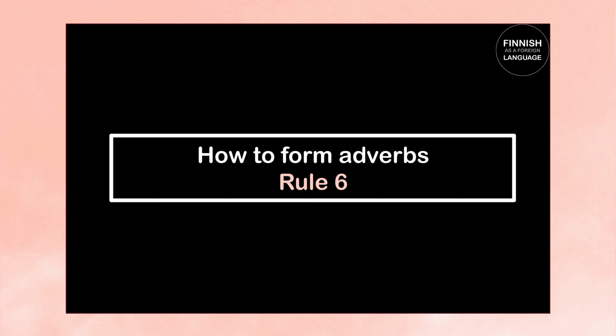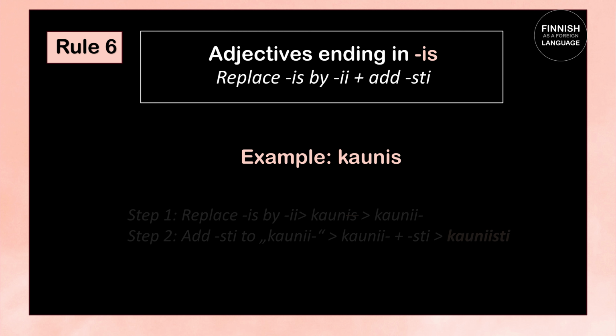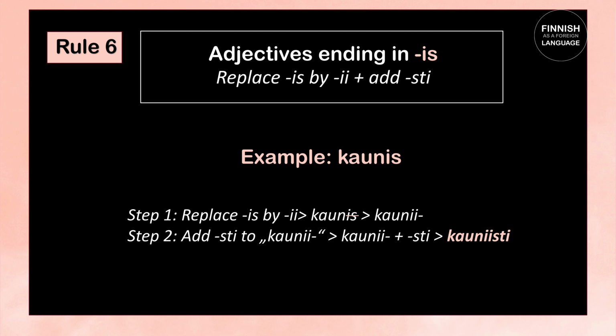We move on. Rule number 6. Adjectives ending in "-es". Here we have to replace "-es" by a double I and then we add "sti". Here's one example, kaunis, meaning beautiful. In the first step, we replace "-es" by a double I, so that means kaunis changes to kauni. And in the second step, we add "sti" to kauni and we receive the adverb kauniisti, meaning beautifully.